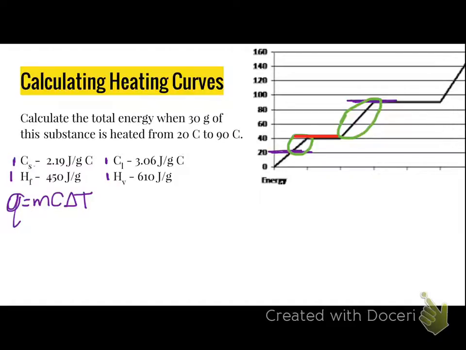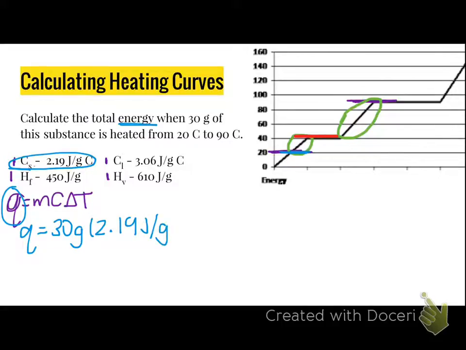Okay, so let's take a look. We're solving for the energy, so we are solving for Q. So Q equals M, my mass, that's 30 grams. C is my specific heat. Well, this first one we're looking at is in the solid phase, so we're going to use this one here, times 2.19 joules per gram degrees C.